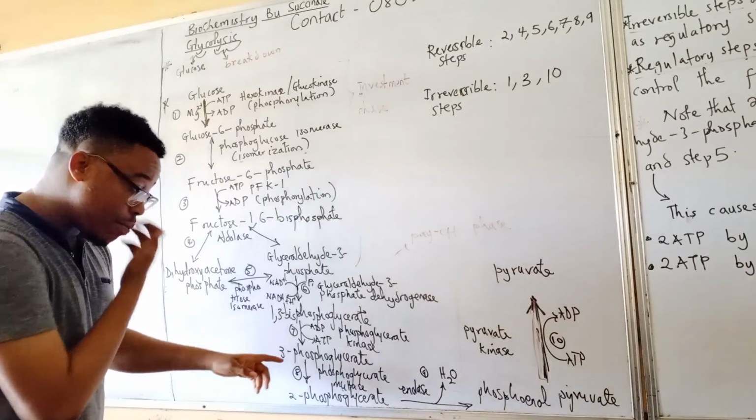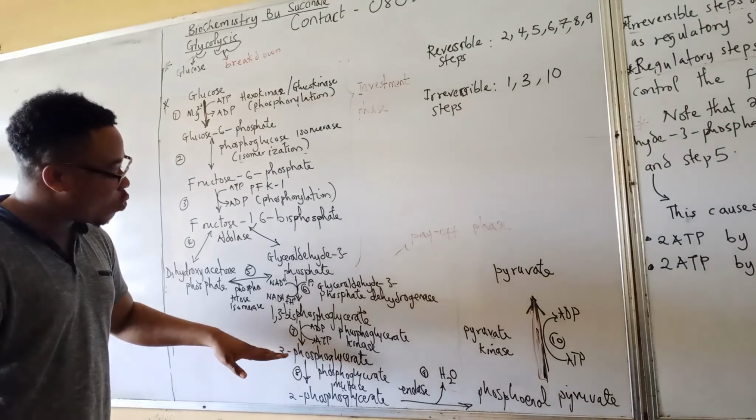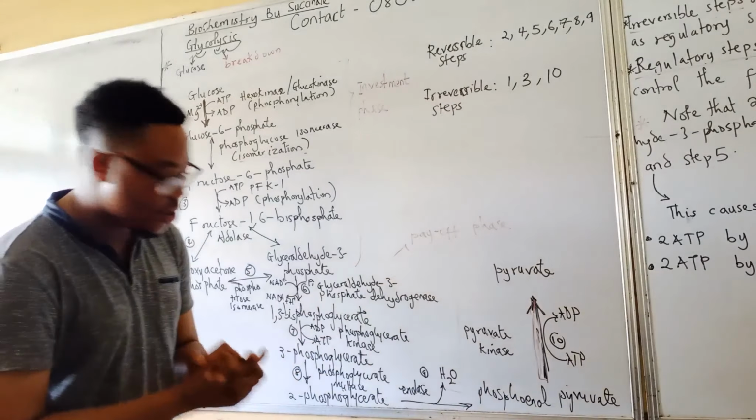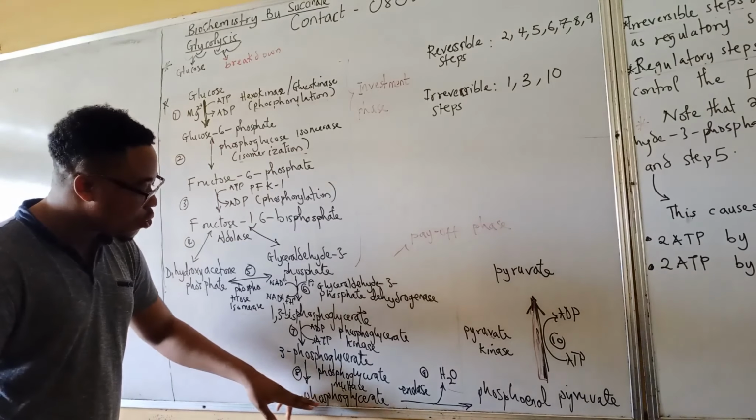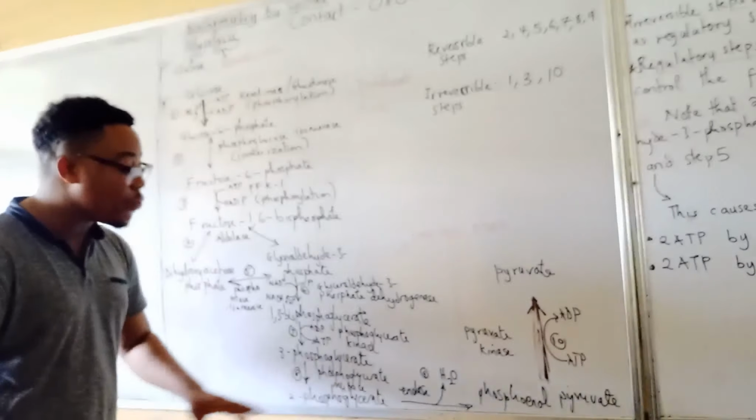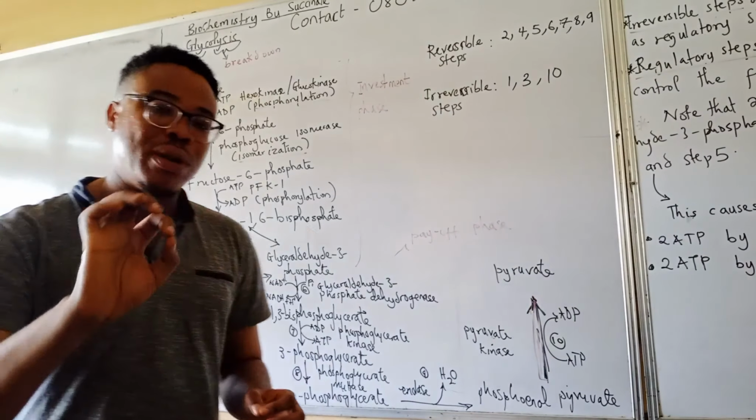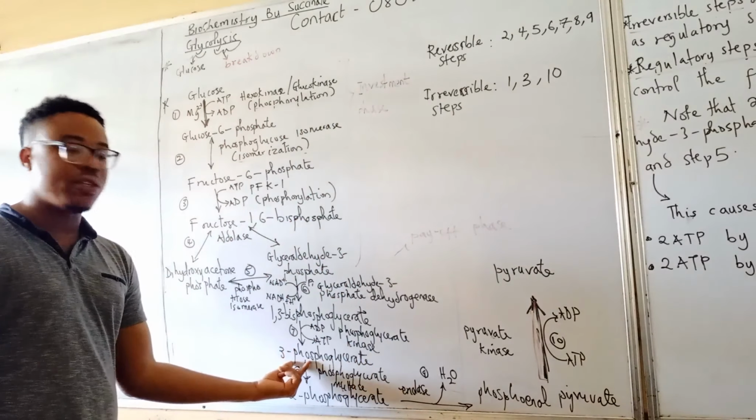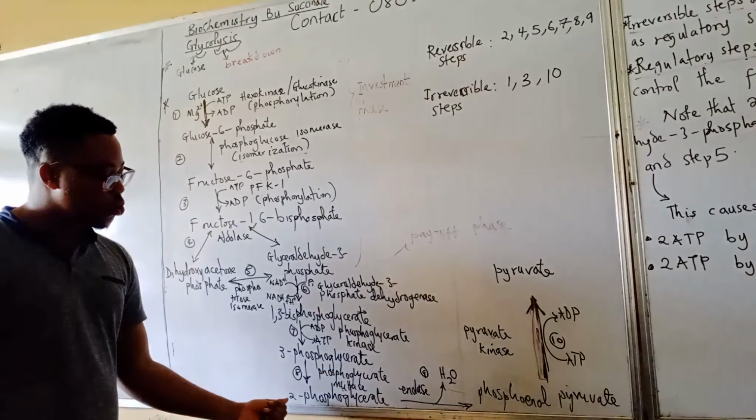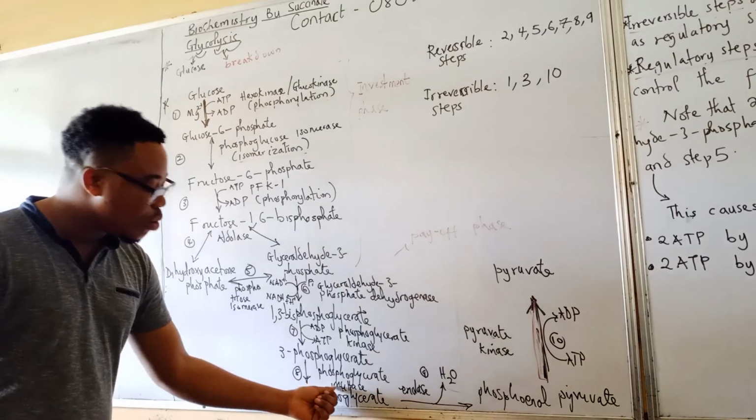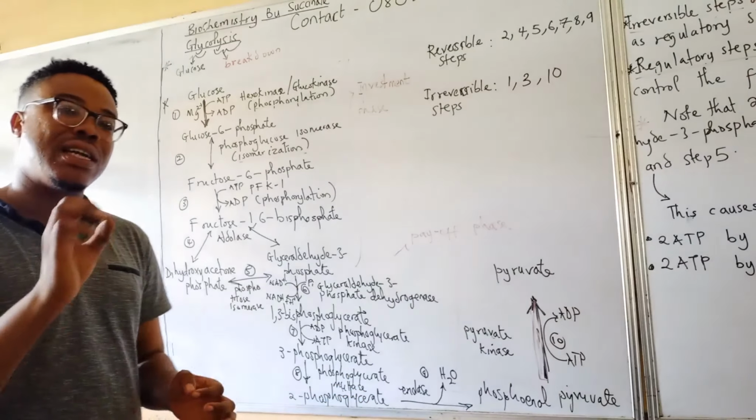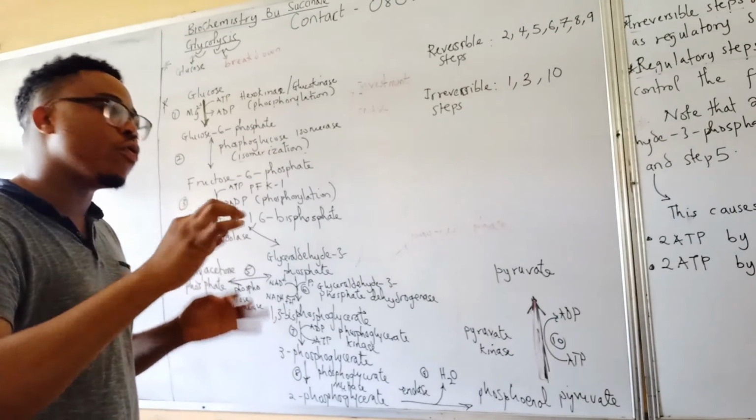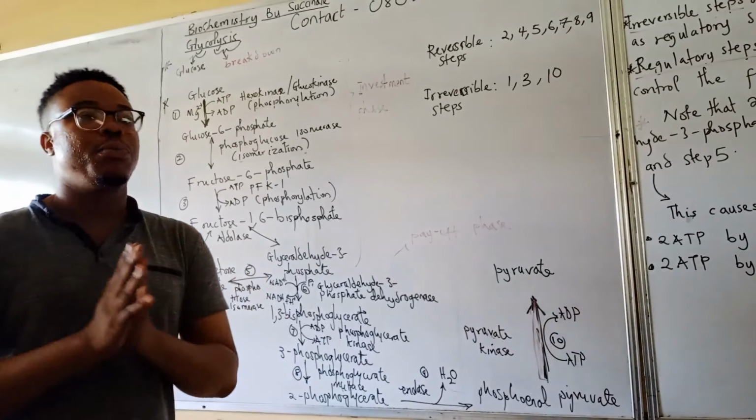And the next step involves the conversion of the product of step 7, which is 3-phosphoglycerate, to form 2-phosphoglycerate. This step involves a special form of isomerization, which involves the transfer of the functional group, which is the phosphate, from position 3 to position 2. Hence the name mutase. Mutase is an example of an isomerase enzyme, but this involves the transfer of functional groups. Hence the name mutase. Please take note.